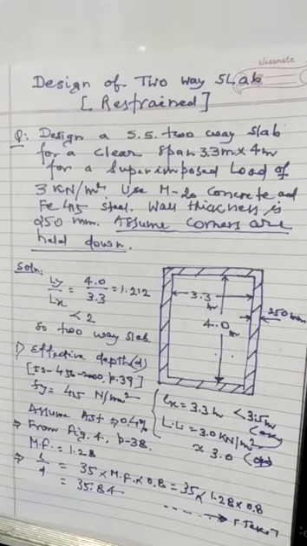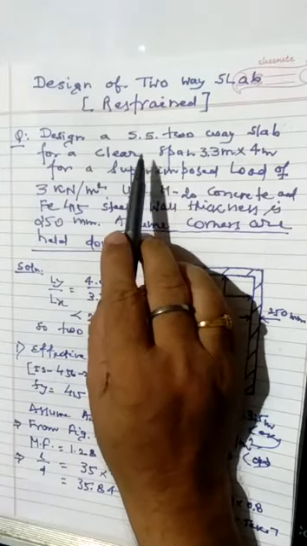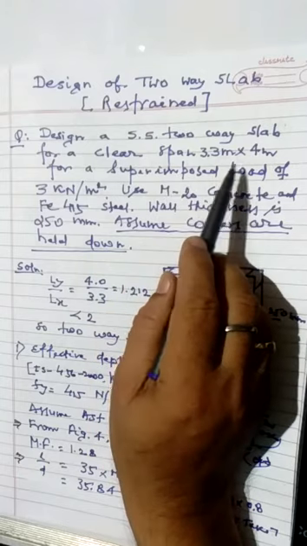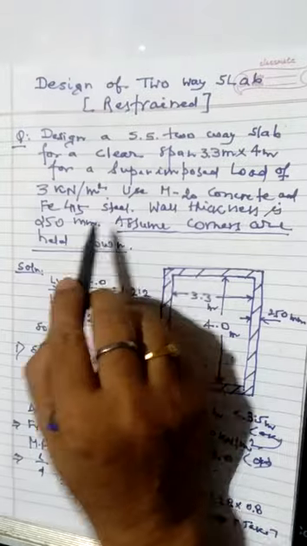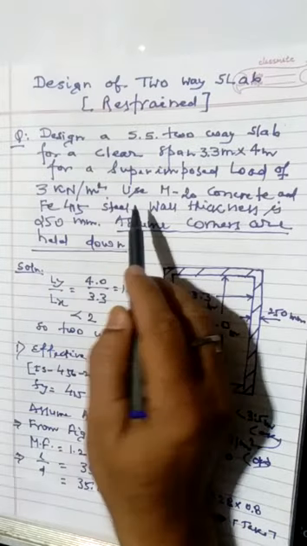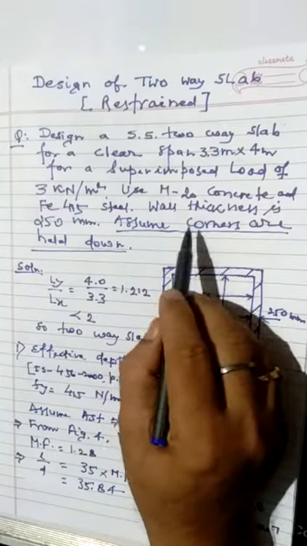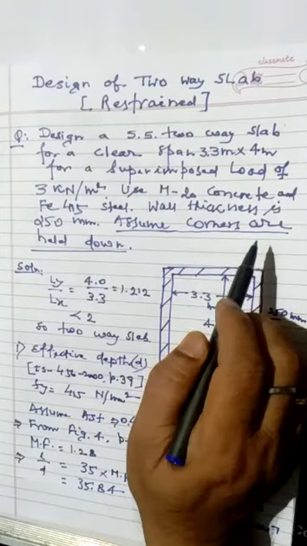तो हम डिटेल में इस प्रॉब्लम को सॉल्व करते हैं। प्रॉब्लम स्टेटमेंट है, डिजाइन ए सिंपली सपोर्टेड टू वे स्लैब for a clear span 3.3 meter by 4 meter for a superimposed load of 3 kilonewton per square meter. Use M20 concrete and Fe415 steel. Wall thickness is 250 millimeter. Assume corners are held on.